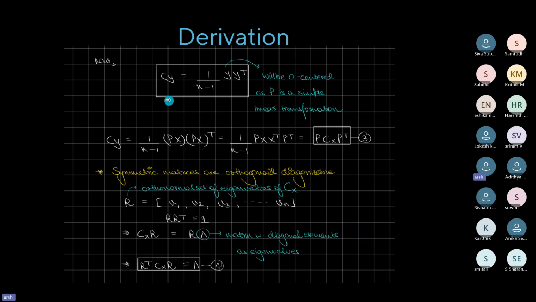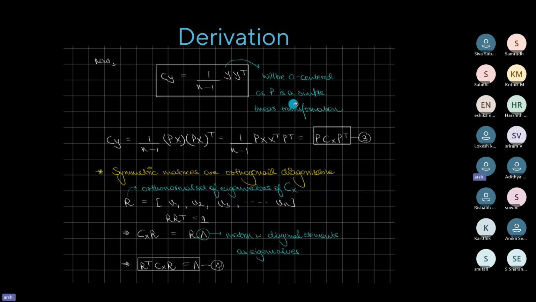All right, so this is the derivation. You take the covariance matrix of Y. You write it as 1 over n minus 1, Y Y transpose. One important thing to note here is that because we're just linearly transforming the data, you're not shifting the origin. It's basically just rotating and stretching. So Y will also be zero-centered because X was zero-centered.